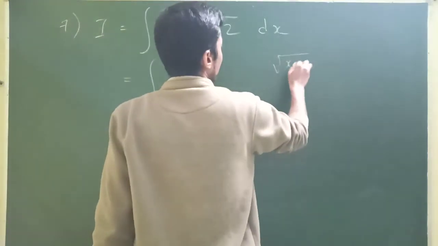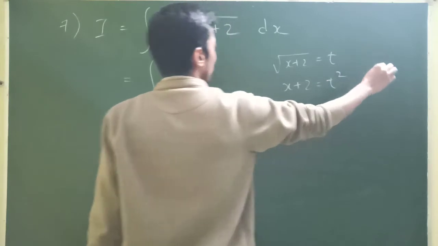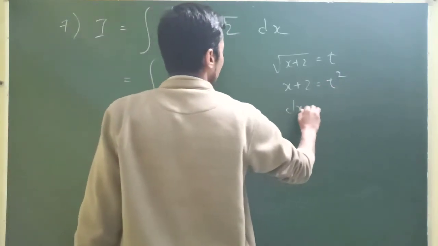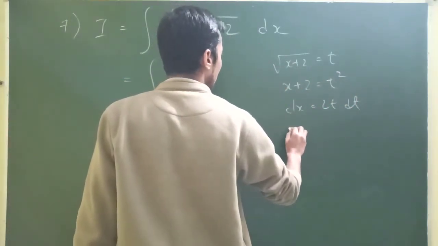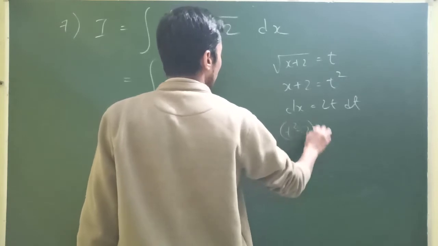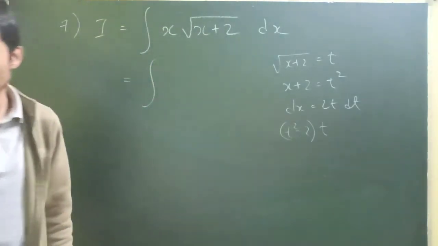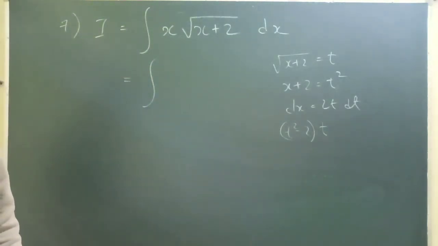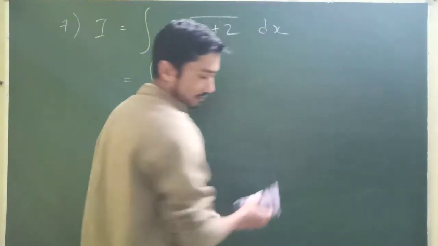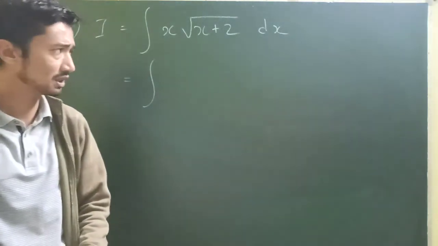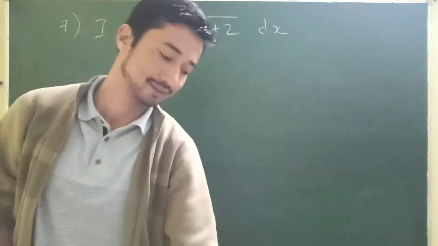If we just substitute x plus 2 as t, then x plus 2 will be t square, so dx will be dt. In that case, x will be t square minus 2. I think this will also work, but I will not prefer this. Root, yeah, I think that will also be good. Not a big problem, I guess. Let's try. If it's wrong, it's okay. Let's not waste time.